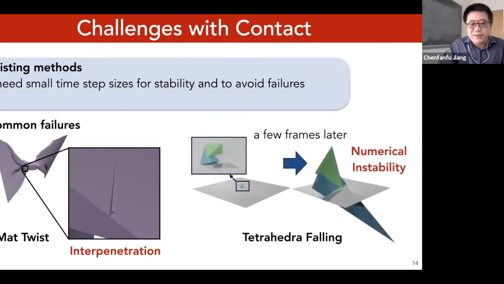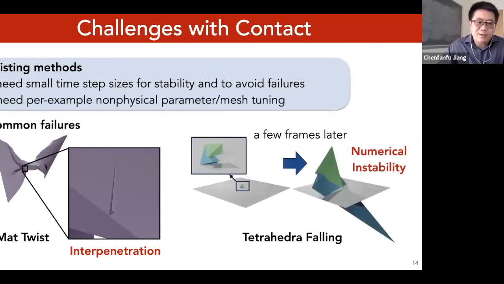And furthermore, existing methods usually also require, for example, numerical parameter tuning when you change the geometry, change the stiffness, or change the time step size. So different tolerances, different iteration counts, different empirical parameters. It's really painful with a lot of existing methods.